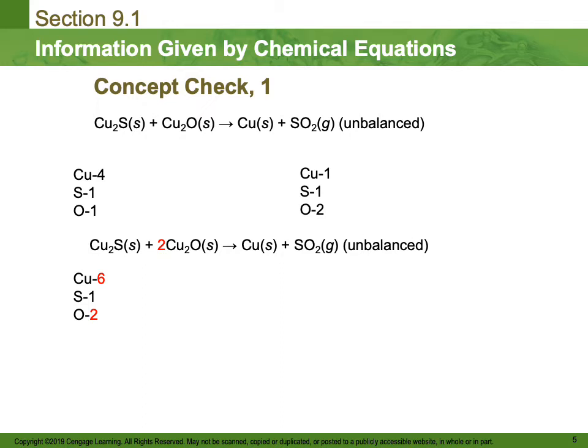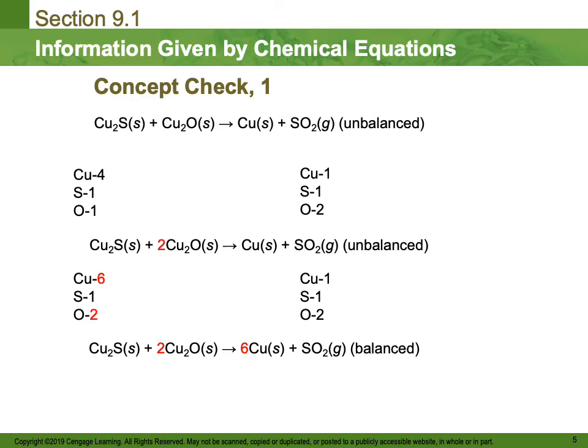So I still have 2 copper from the copper 1 sulfide, but now I have 4 copper from the copper 1 oxide, so I have a total of 6 atoms of copper. And my product stayed the same because I didn't change anything over there. So now if I look at my balancing, my sulfur atoms are equal, my oxygen atoms are equal. The only thing that needs to be balanced now is copper. If I just put a 6 in front of the copper, I now have a balanced chemical equation.